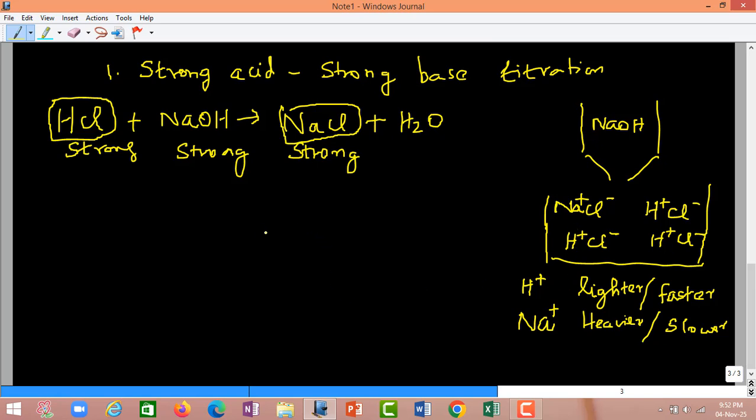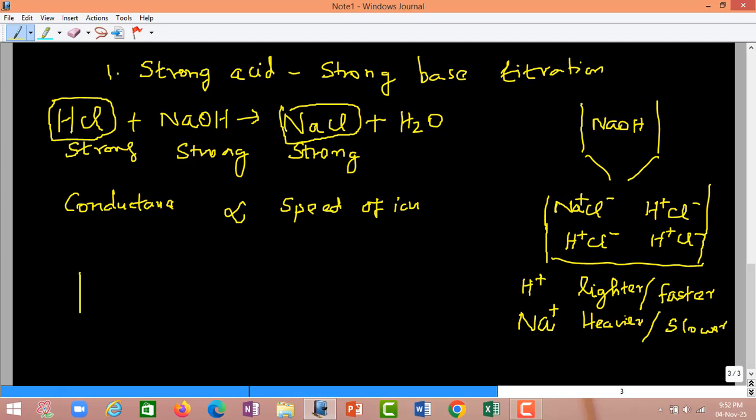Because the speed of the ion decreases, conductance also decreases. Conductance is directly proportional to speed of ion. When the H plus ion is replaced by Na plus ion, the lighter ion is replaced by heavier ion, and so the speed of the ion decreases. When the speed of the ion decreases, the conductance will also decrease.